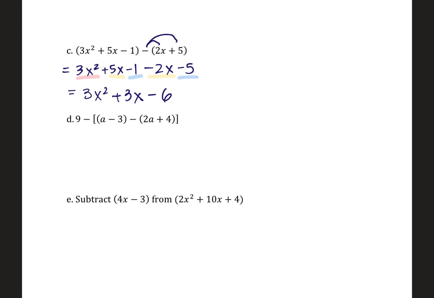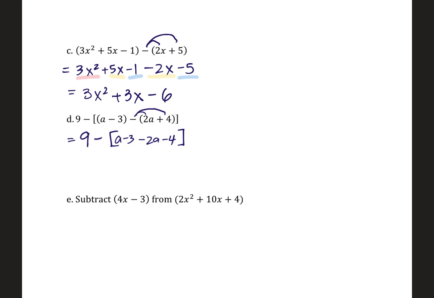For letter D, so now we're using again our order of operations too, as well as distribution. So we're going to be evaluating what's inside this bracket first. So I'm just copying what's on the outside. 9 minus. Okay, I know I'm going to have to distribute this negative sign. So we're working on the inside first. So a minus 3, I'm copying again. Negative 2a. Negative 4, it's changing the signs of those.